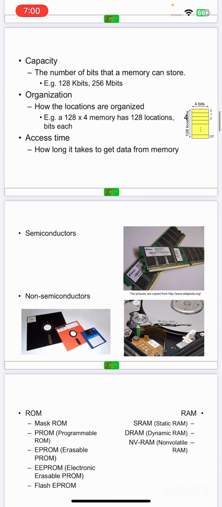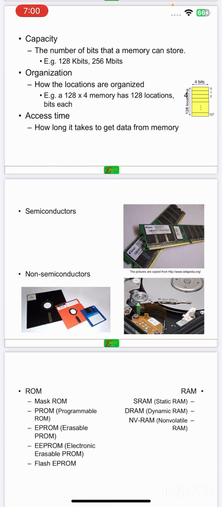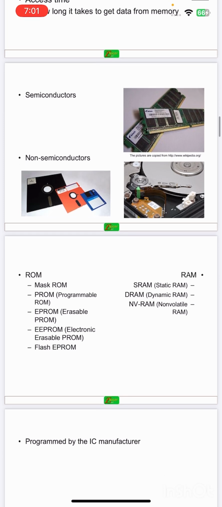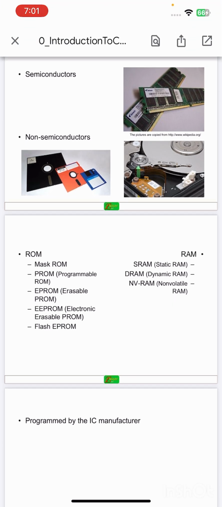Moving on, what are semiconductors and non-semiconductors? Semiconductors are devices like these disks, and non-semiconductors are floppy disks and other devices. Now, what are RAM and ROM? ROM is read-only memory; its work is only to read the memory. RAM is random access memory. That is the difference between ROM and RAM.